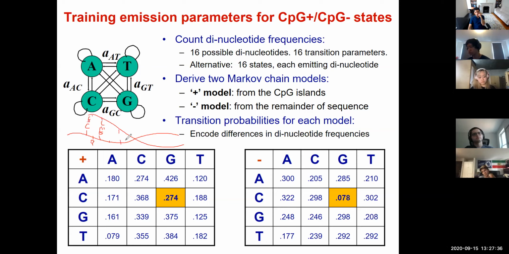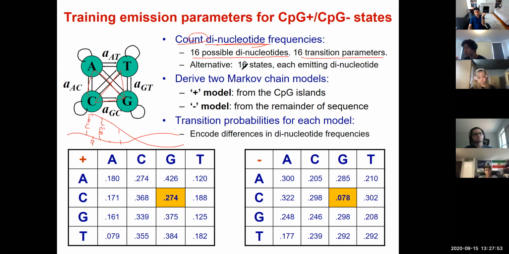Okay, so we're going to now count dinucleotide frequencies, and we're going to have 16 possible dinucleotides, and therefore 16 transition parameters between these dinucleotide frequencies. And alternatively, as I mentioned, we can have 16 states, each emitting a dinucleotide. So every state could be emitting GA, GC, etc.